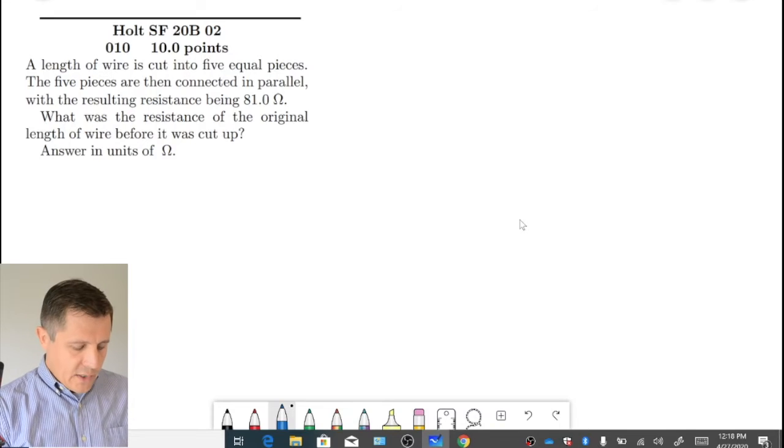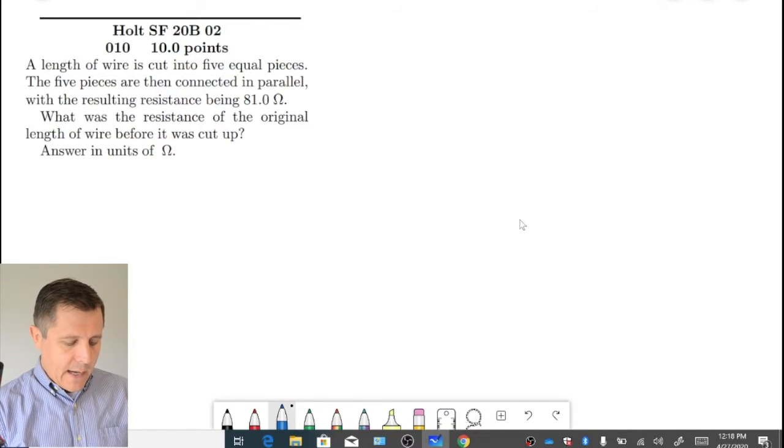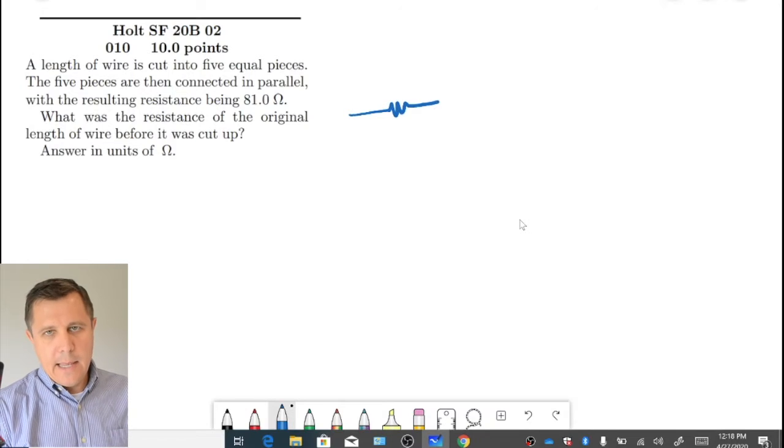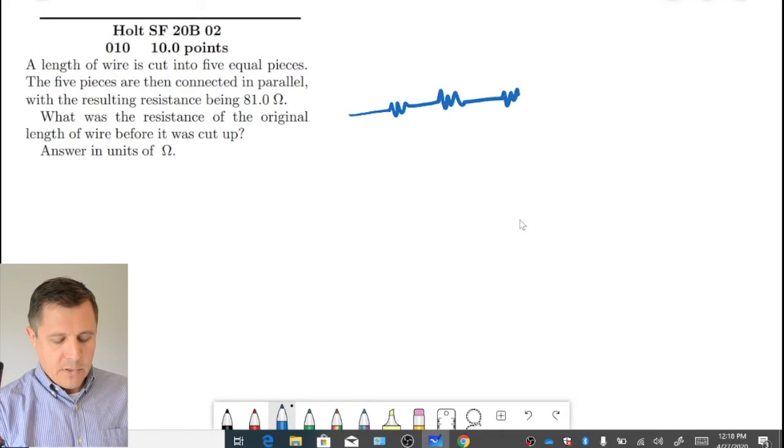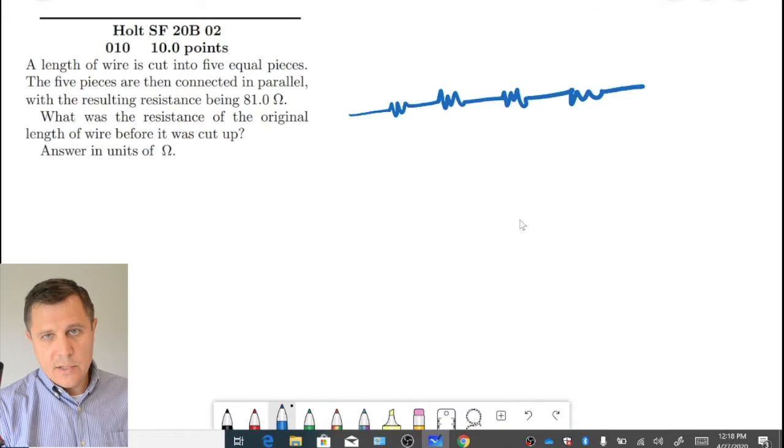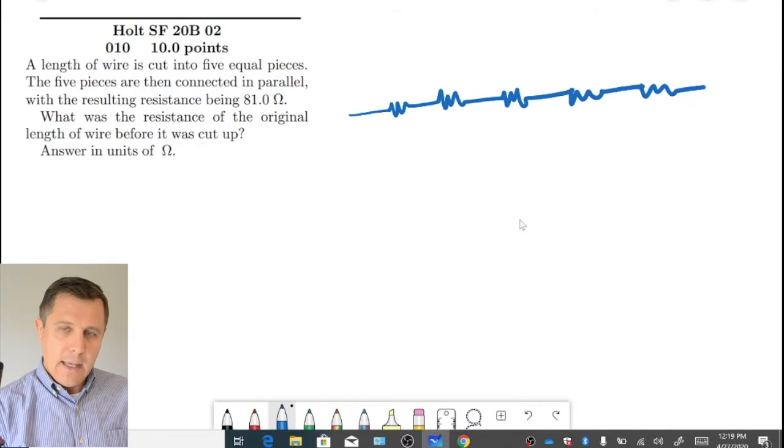Okay, here we go. Question 10, U Texas. Now, I have a wire with a certain resistance. What I want you to do is pretend it's not really a wire, but just pretend it's 5 resistors. So we have 5 resistors in series. It's the same thing. And we're going to split it up into 5 equal parts. So we have 5 equal resistors.